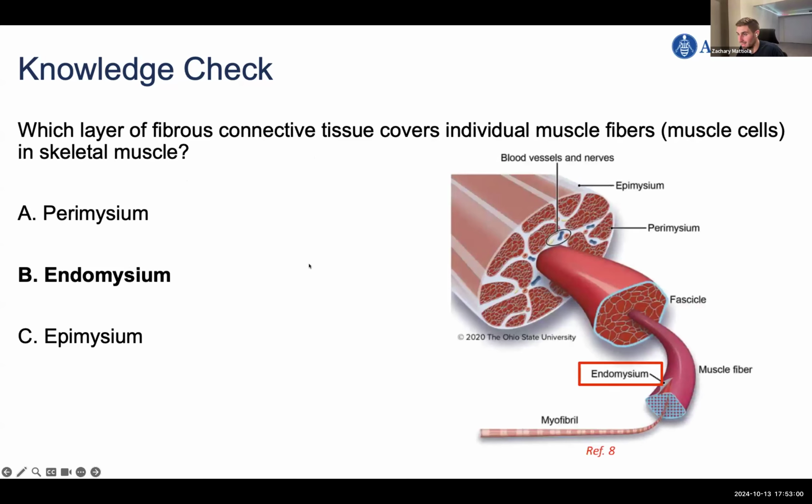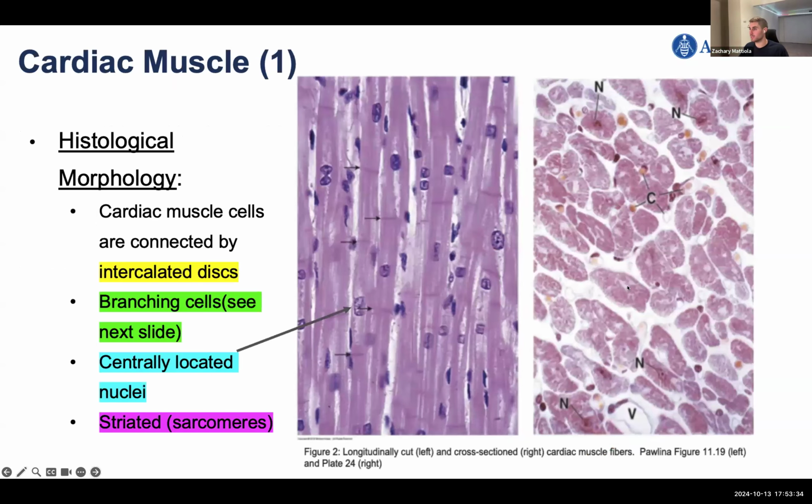Oh, so good. It is the endomysium. Remember, endo is like inside, basically, right? It's going to be the innermost layer whenever that's the prefix, and that is the case here with the endomysium. It is going to be surrounding the muscle fibers, and then the perimysium are the fascicles here that are comprised of those muscle fibers, and the epimysium is going to be the entire muscle itself. Okay.